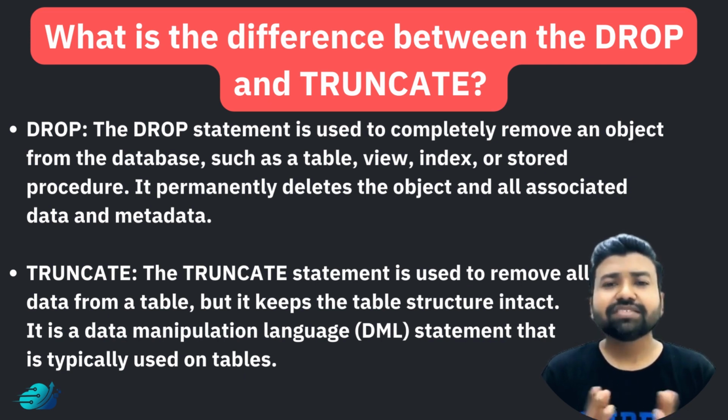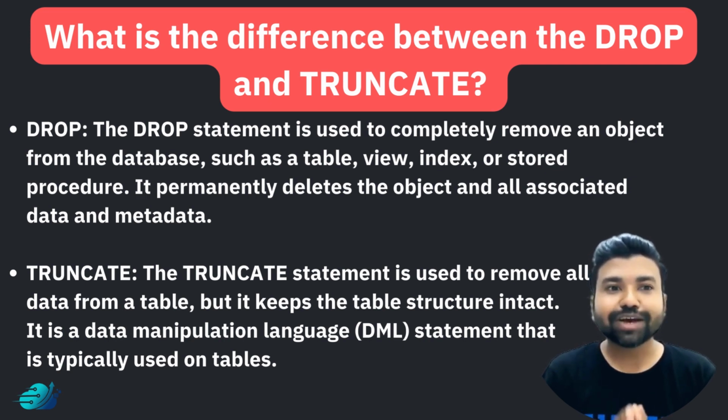from the database, such as a table, view, index, or stored procedure. It permanently deletes the object and all the associated data and metadata. On the other side, the TRUNCATE statement is used to remove all the data from a table, but it keeps the table structure intact. What does it mean? Only the data will be gone, the table will be there. It is typically used on tables, right?